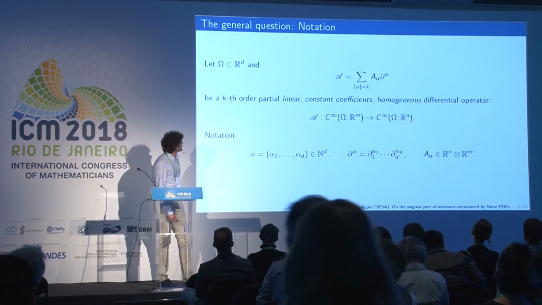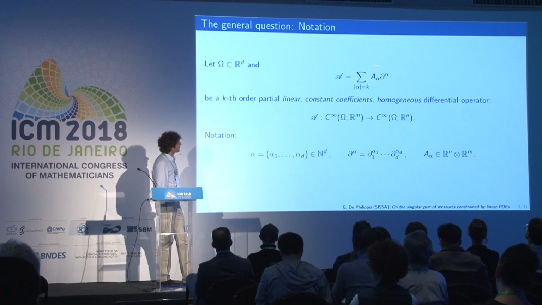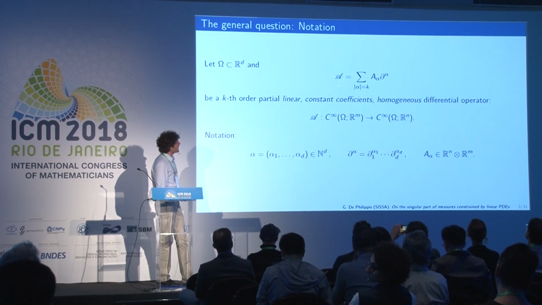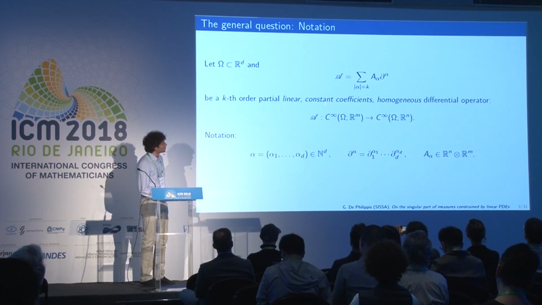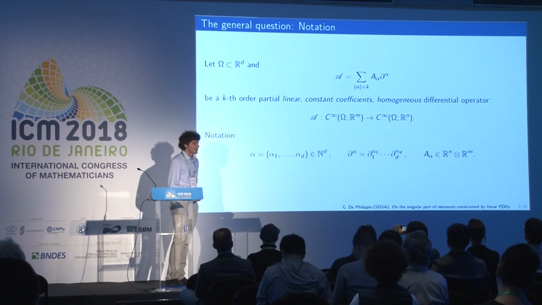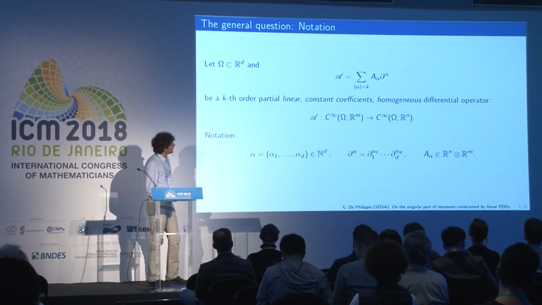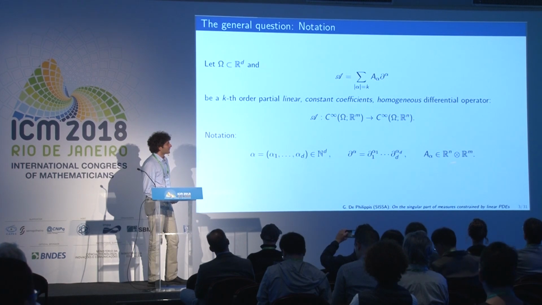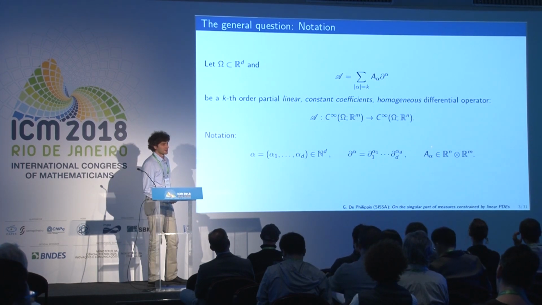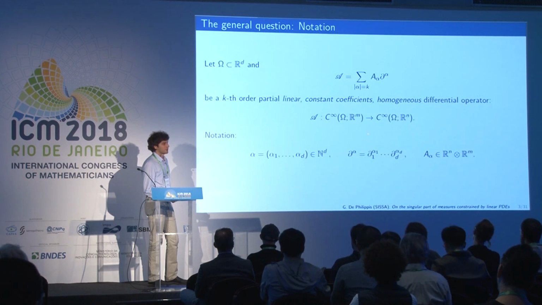So let me start by fixing some notation, which will work throughout the whole talk. Again, I was talking about a linear PDE constraint. So A is just a linear differential operator of order k, which I'm taking homogeneous for simplicity. Most of what I'm going to say will also work for non-homogeneous operators. Alpha is a multi-index, D^alpha is just a kth order derivative, and A_alpha are constant matrices. So this operator takes vector-valued functions and gives you back vector-valued functions.